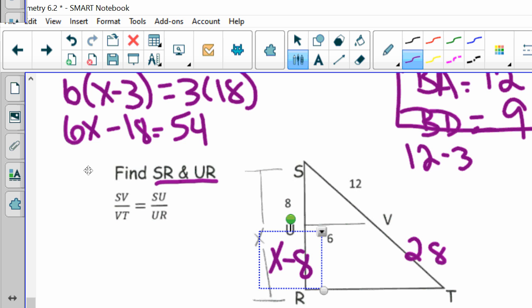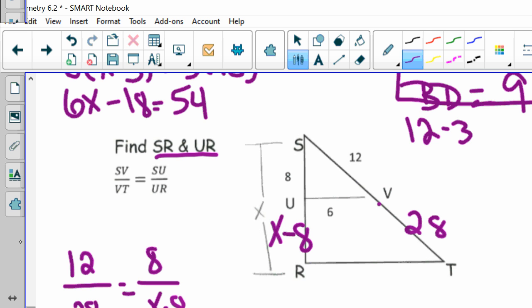All right, so let's see. I have SV over VT equals SU over UR. Again, I can go ahead and just set it up the exact same way. So S to V is 12 over V to T, 28, is equal to SU, 8, over UR, x minus 8. Again, now I just want to cross multiply. So I would have 12 times x minus 8 equals 8 times 28.